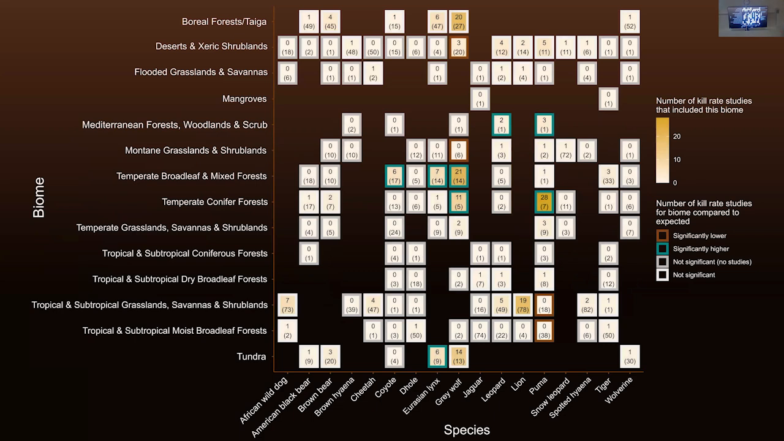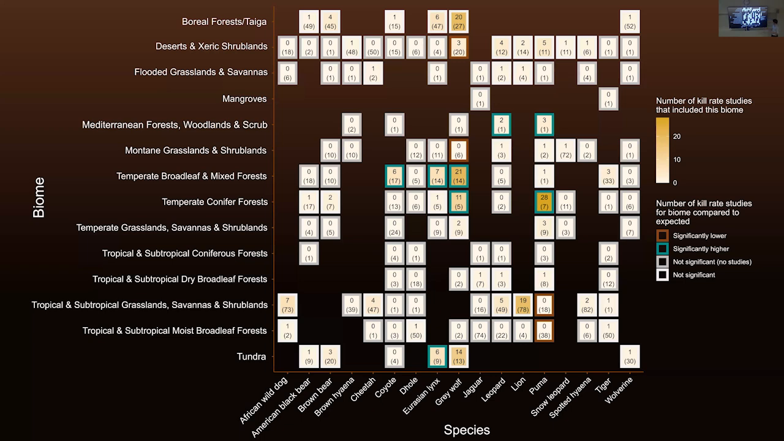There's a lot going on here, but basically this is a matrix showing the distribution of kill rate studies relative to species and biomes. You see lots of zeros on there because that's a lack of work in those areas. I'll draw your attention to the greeny coloured boxes. They indicate where there is more than expected research effort, so more than expected kill rate studies for that species, given the proportion that biome makes up of the global distribution of that species. The number at the top represents the number of kill rate studies that we identified, and the number in brackets below represents the proportion that biome makes up of the global distribution for that species.